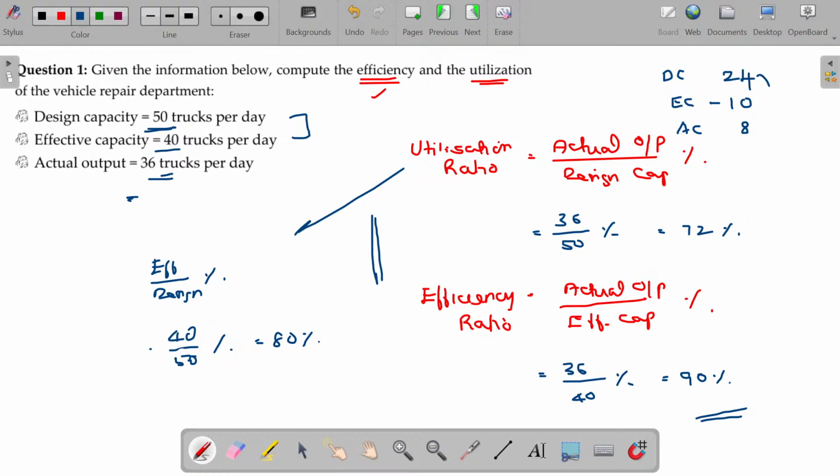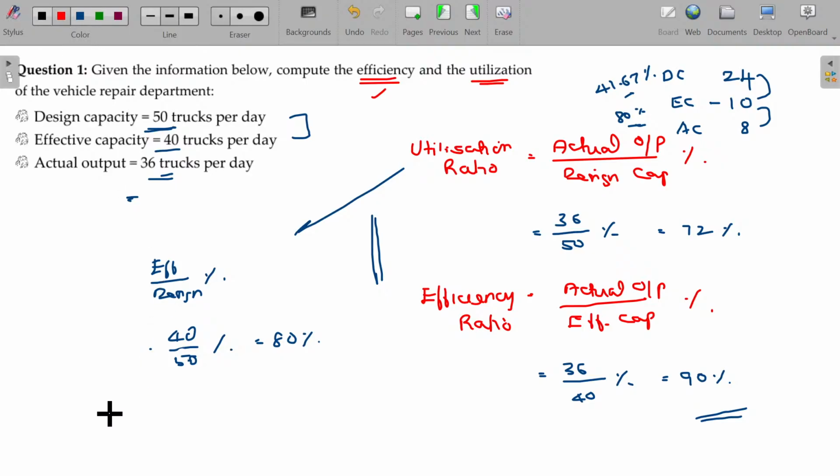Now, if you compare between these two, what is the percentage of effective capacity? Design capacity could be effective capacity: 10 by 24 into 100, which is 41.6%. Out of the 10 hours you can effectively work, but you take only 8 hours. Then what does it mean? 80%.